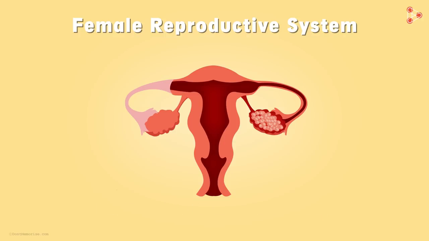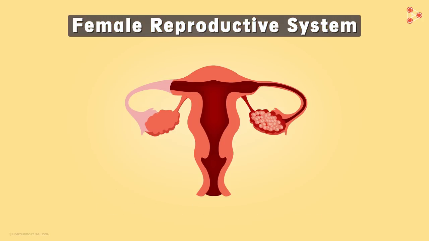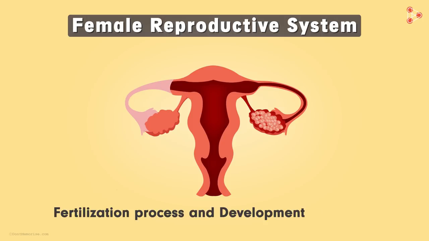This was just an overview of how the female reproductive system is. We would get to know how every organ in this system works efficiently when we understand the process of fertilization and the development process of the embryo in detail. For that, you need to watch our next video.